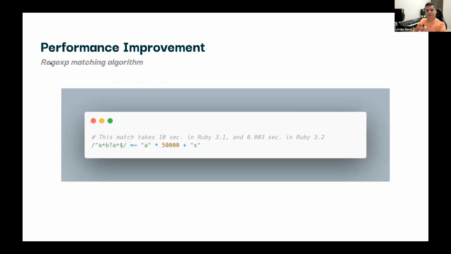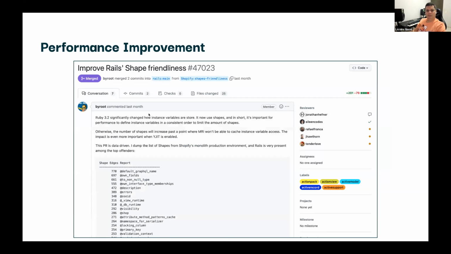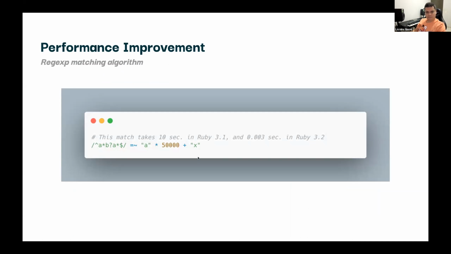Also, we have this regex matching algorithm that was optimized. On Ruby 3.1, it was 10 seconds, and on Ruby 3.2, this regex took 0.03 seconds. So it's a huge performance gain for complex regex matching.